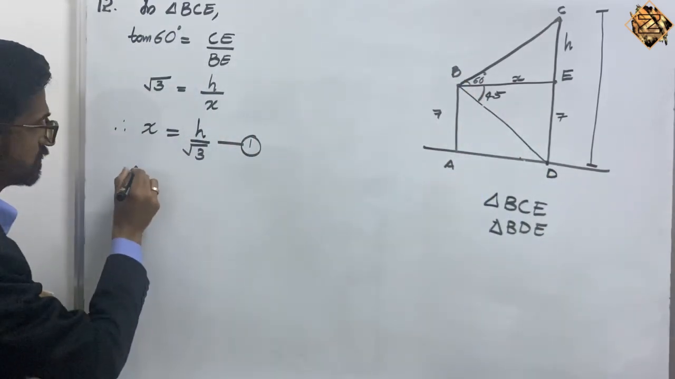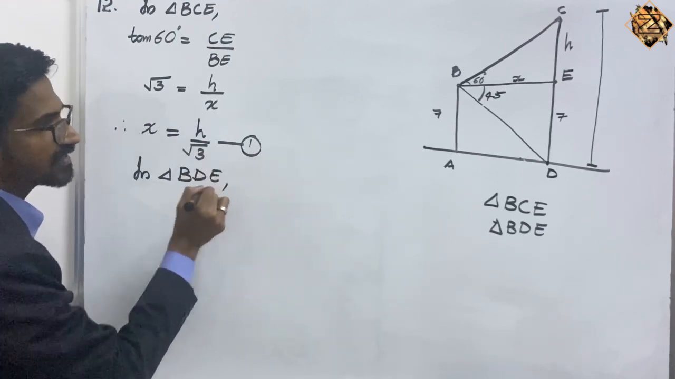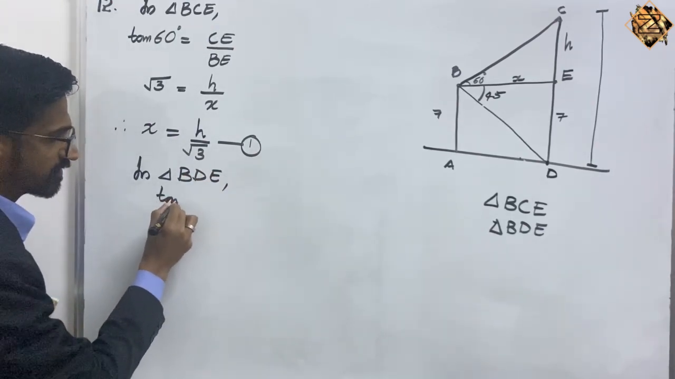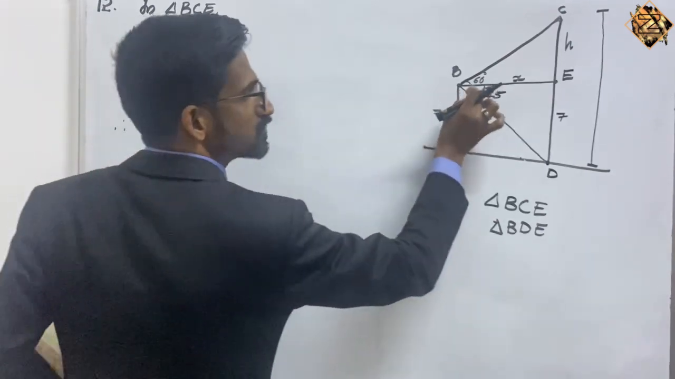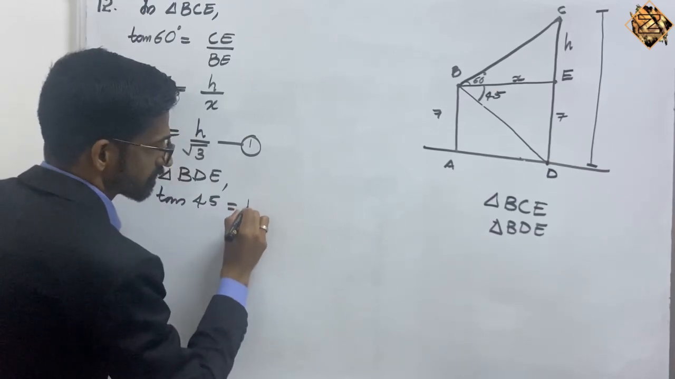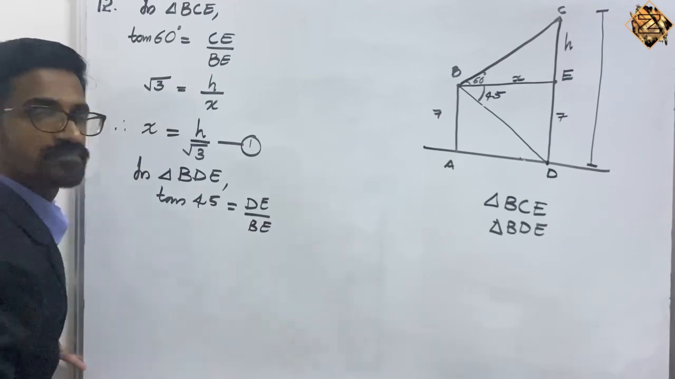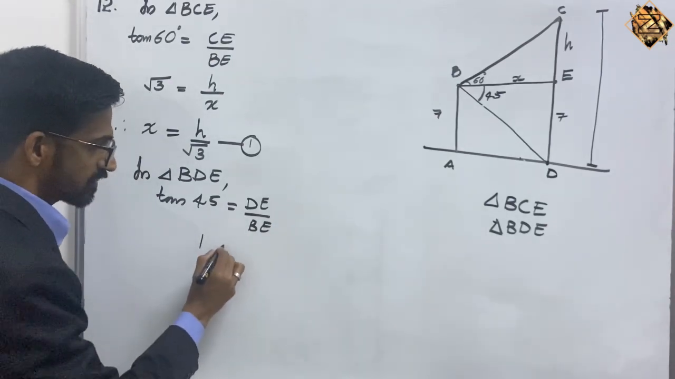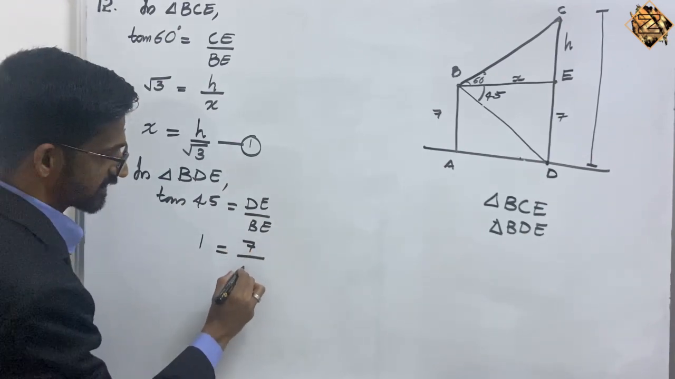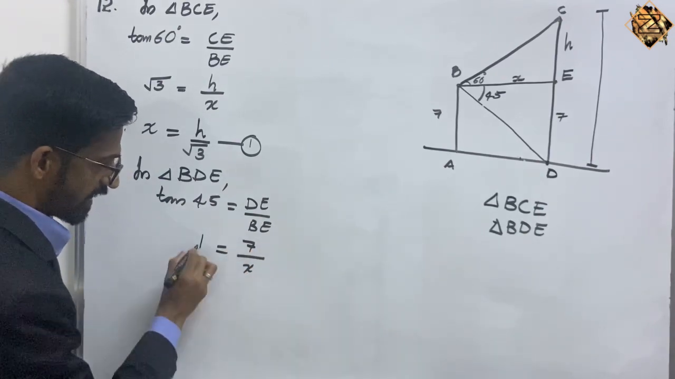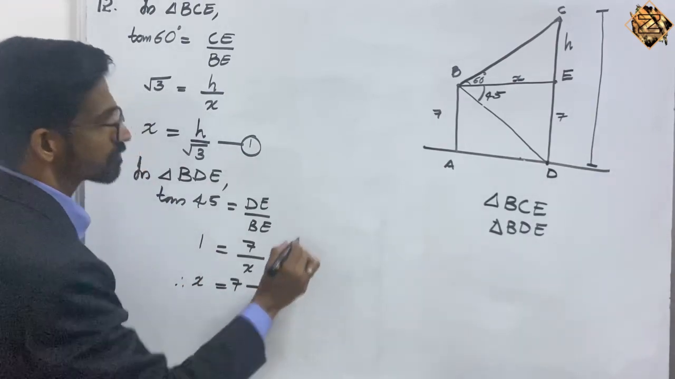Now in triangle BDE, tan 45 equal to opposite, what is the opposite of this angle? That is DE by adjacent, that is BE. Tan 45 is 1 equal to DE, that is 7, by BE, that is X. So therefore finally X equal to 7 meters. That is equation 2.